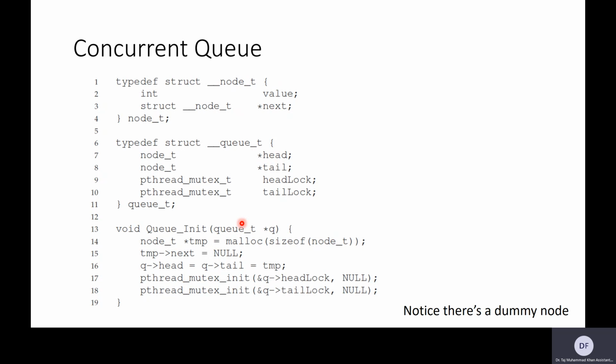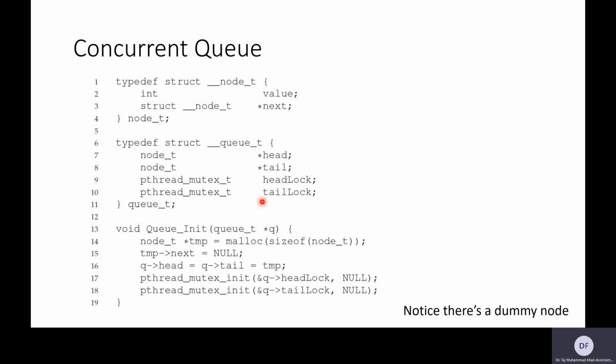So to allow multiple threads, or at least two threads, to access the queue simultaneously and modify the content of the queue dynamically and concurrently, we can have two locks. One lock controls access to the head side of the queue, which is called the head lock, and another lock controls access to the tail side of the queue, which is called the tail lock.